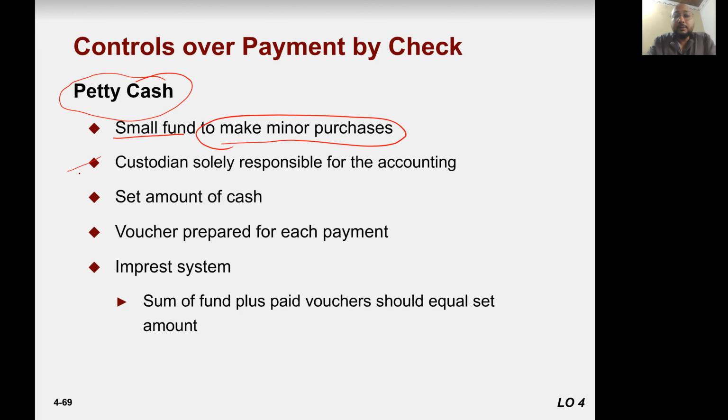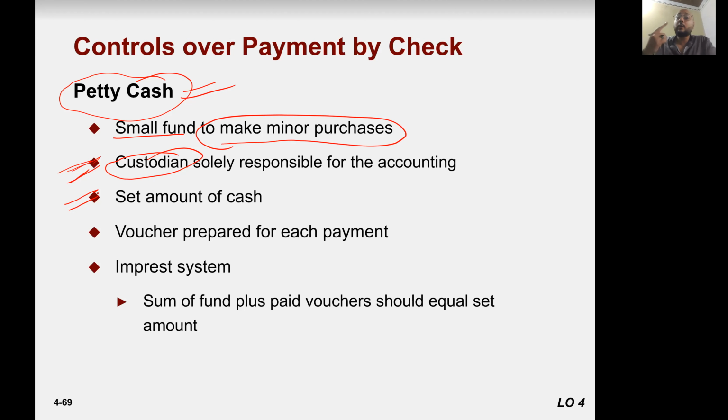So remember, you need to allow only one person, not two or three, to be the custodian responsible for the cash and its accounting. If somebody comes to you and says, I need to buy a pen, give me some money, it's not like that. You don't just give them money. There's going to be a small document. You need to sign it, and you need to verify that this person has purchased a pen or something. A set amount of cash must be determined.